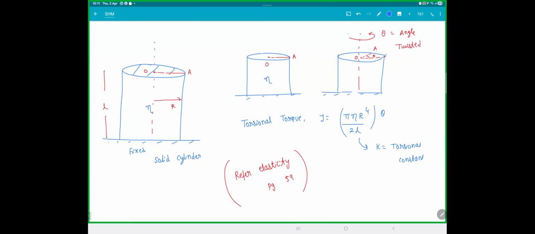Clear with this? So with that, technically, we're done with SHM. Now there's one part called damped oscillation. This is removed from the Mains portion. It's not there in Mains, but it is there for Advanced and for BITS, and it is not much. It is just a small theory. In Advanced, they can ask you questions based on a combination with AC circuits. But let's say it's a small theory. We will do that. So what is this damped oscillation?